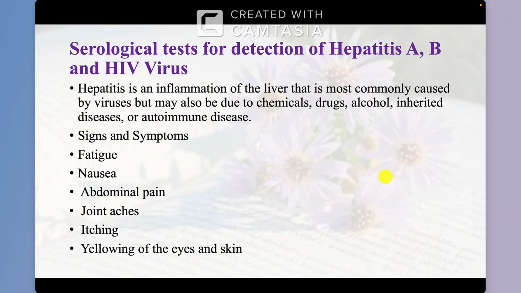the serological test, for detection of the hepatitis viruses and HIV virus. Hepatitis, at first, is an inflammation of the liver, most commonly caused by viruses. Some of the symptoms are fatigue, nausea, abdominal pain, sometimes itching, and joint aches, of course.